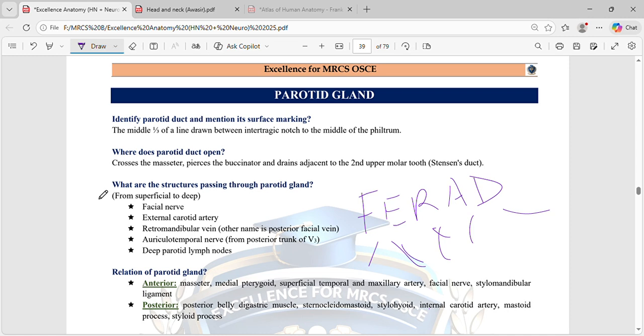Okay, so here we are going to discuss the parotid gland anatomy, identify the parotid duct and mention its surface marking. The surface marking of the parotid duct is at the middle one-third of a line drawn between the intertragic notch to the middle of the philtrum.